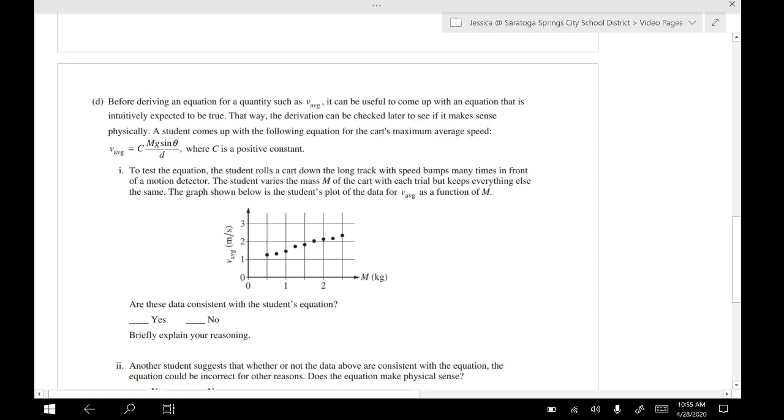So to test the equation, the student rolls a cart down a track with speed bumps many times in front of a motion detector. The student varies the mass m of the cart with each trial, and everything else is the same. The graph shows the student's plot below. So we need to see if the data is consistent with the student's equation. Okay, so we have V versus m. According to this equation, V average is directly proportional to mass. So that means that if I double the mass, then I should get double V average.